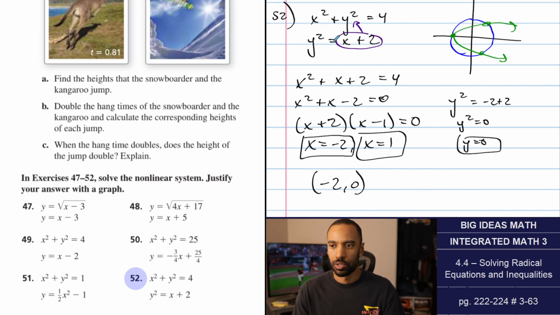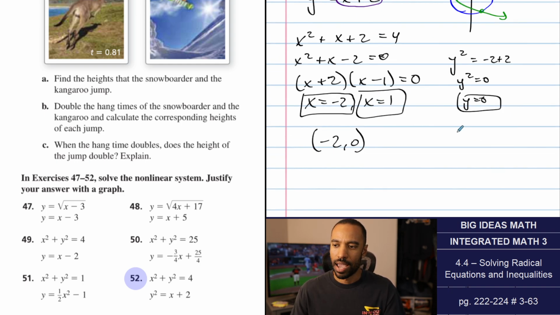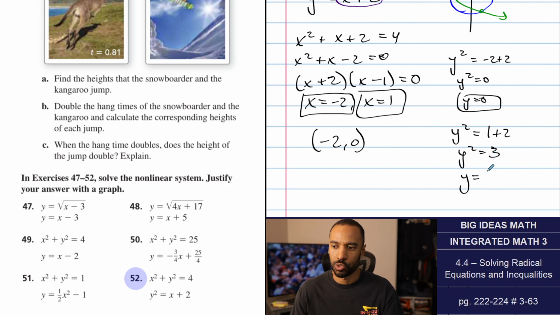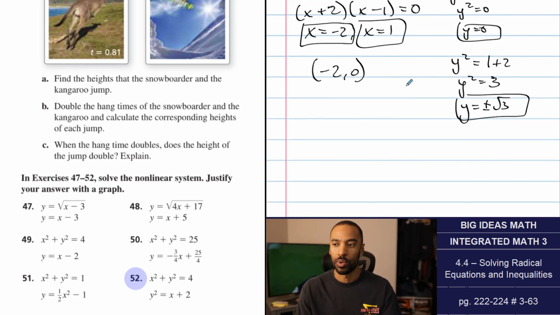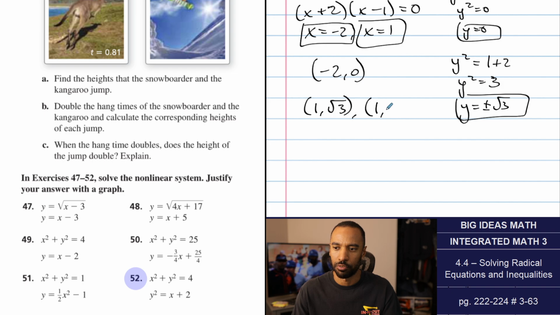When x is 1, y squared equals 1 plus 2, so y squared equals 3, and there's the plus or minus root 3. And I expected two answers, one on top and bottom for that circle and the sideways parabola. Remember, because they're already set in squared form, this is a full parabola. It's not just square root of x plus 2. There's also negative square root of x plus 2. Which reminds me, we got to graph these. 1 comma root 3 and 1 comma negative root 3.